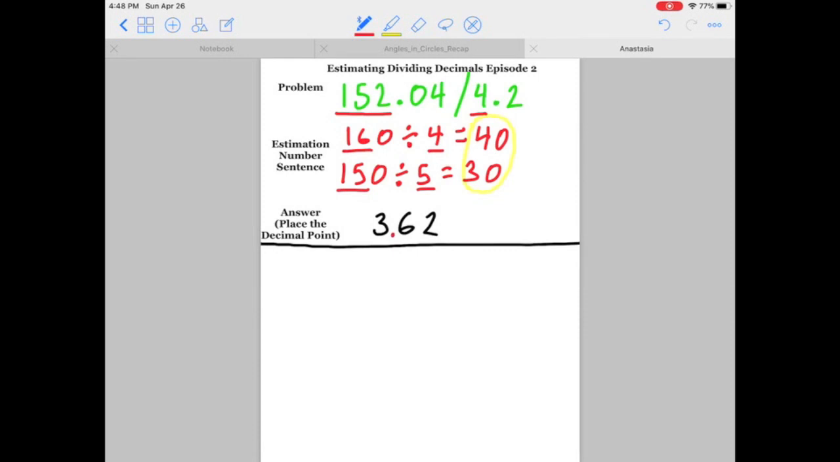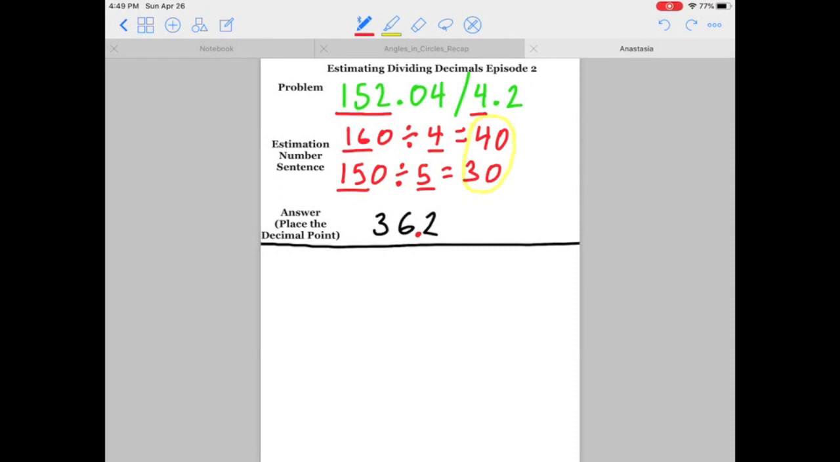So is the answer going to be close to 3? Is 30 or 40 close to 3? Is 36 closer to 30 and 40? Or is 362 close to 30 or 40? Yep, you guys are right. 36 is probably the best one, 36.2, because that's between 30 and 40.